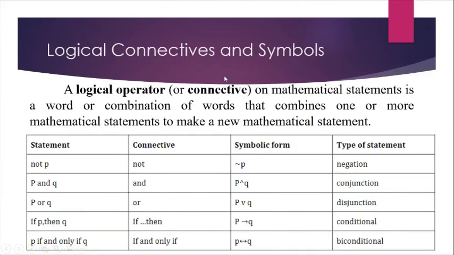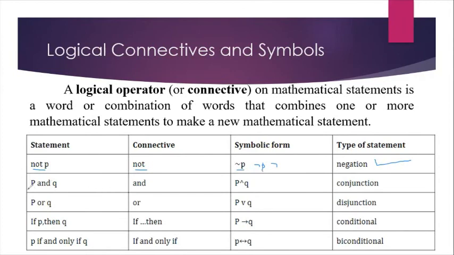Okay, so we have the so-called logical connectives and symbols. A logical operator or connective on mathematical statements is a word or combination of words that combines one or more mathematical statements to make a new mathematical statement. So for the statement not P, the connective is not. In symbolic form, it is like this, or pwede din siyang ganyan. Sa ibang book, they are using this sign. So not P. And then this type of statement is negation.